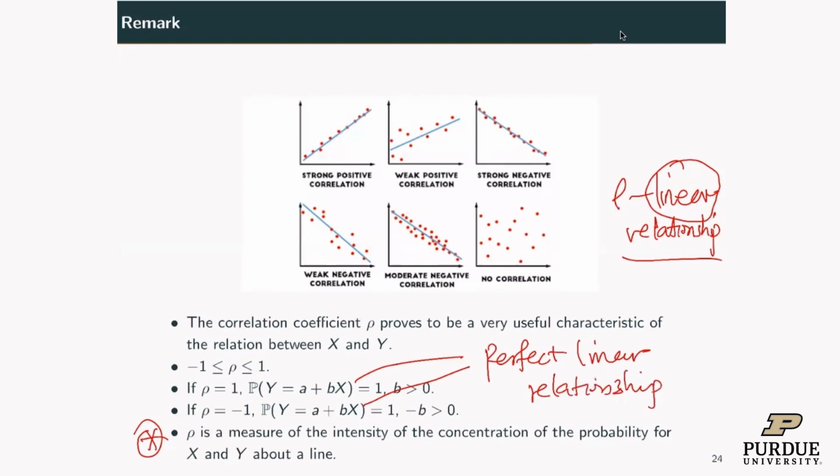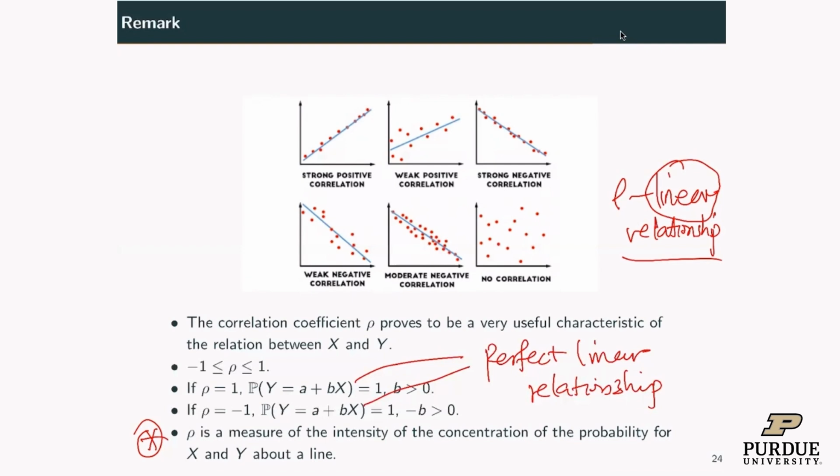Because y is exactly the linear function of x, they have a perfect linear relationship. Now, the only difference is the coefficient. B is positive. B is negative. So that's the only difference. Now, if you look at this picture, this is a scatter plot for some data from x and y.